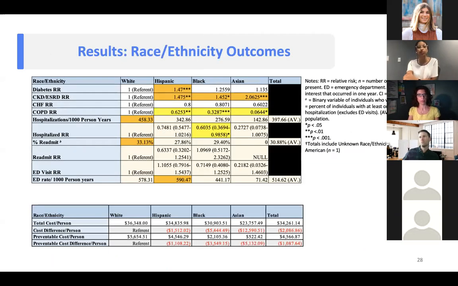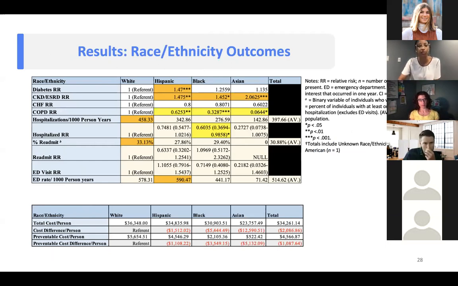Okay, so jumping to race and ethnicity outcomes. I want to draw your attention to how different the colors look in this data. We have a lot more differences in disease and utilization rates, but before we dive into the significant data, I do want to point out some areas of interest. First, we had no significant differences in congestive heart failure prevalence by race and ethnicity, but we did see that white patients were significantly more likely to have COPD than non-white patients.